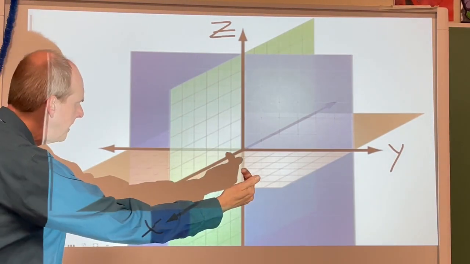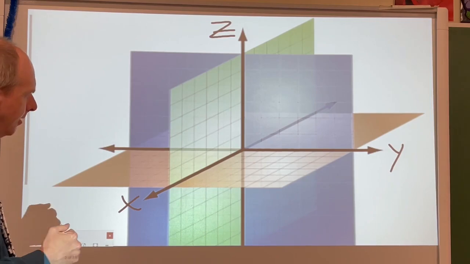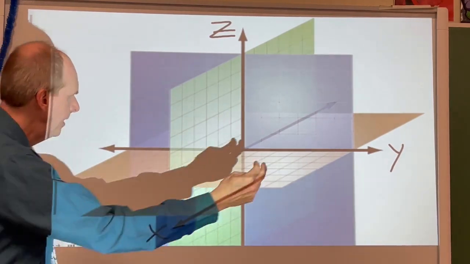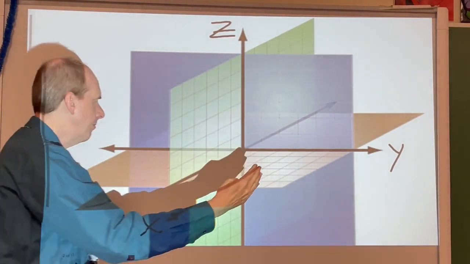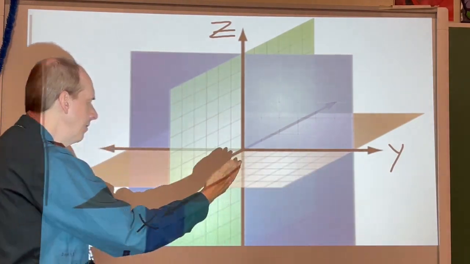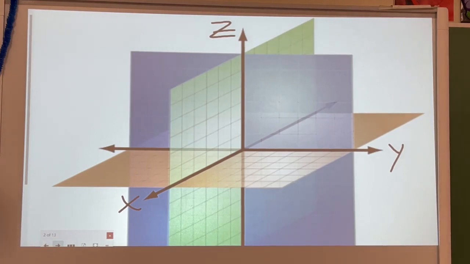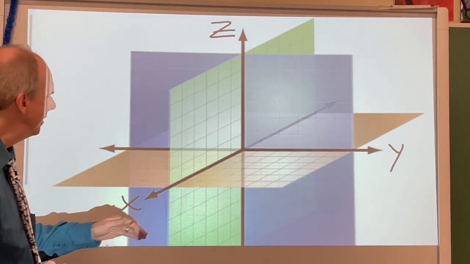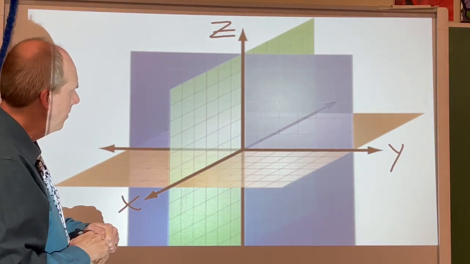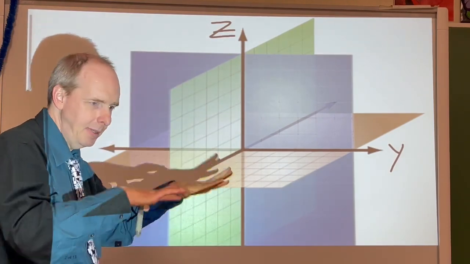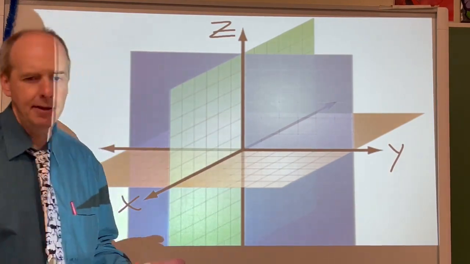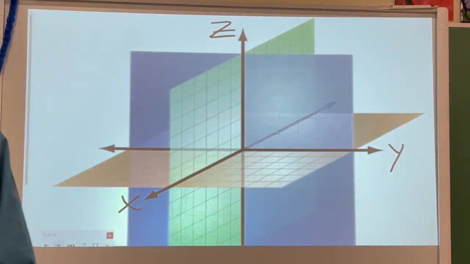So think of the X as coming out at you. This would be your positive X. Back here behind this plane would be the negative X. To the right would be your positive Y. To the left over here of this plane, the green one, would be your negative Y. And then your vertical axis would be represented by the blue. You've got your positive Z, and below that, below the floor, would be your negative Z axis.